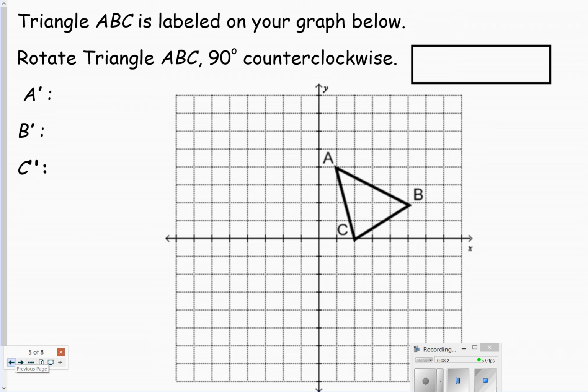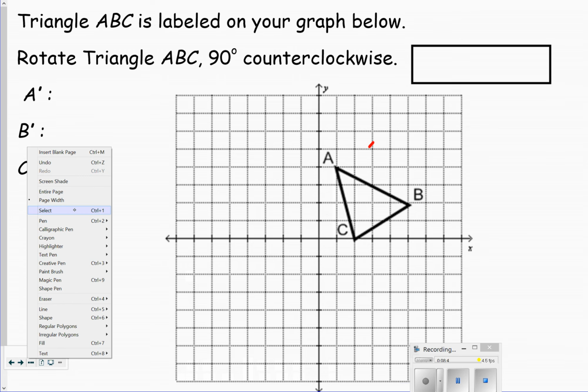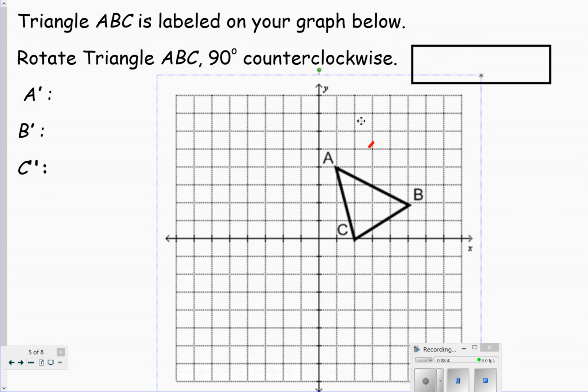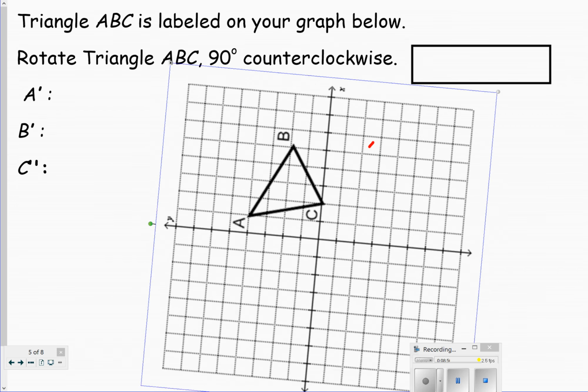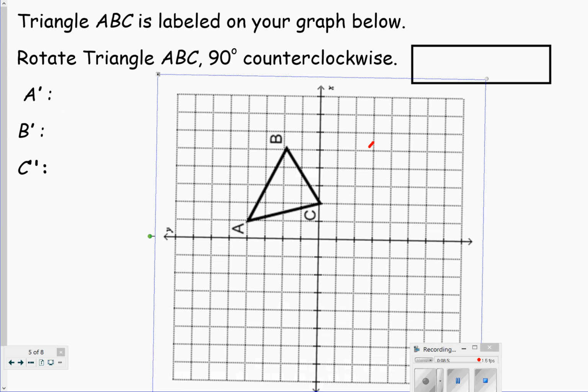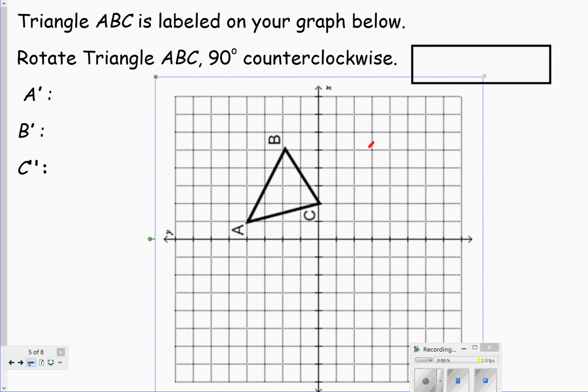All right, well, let's look quickly at a few extra examples. Triangle ABC has been listed on this coordinate plane already. We want to rotate it 90 degrees counterclockwise. Basically, I'm going to show you how we're going to do this. If I take it one turn and I go backwards just like that, that's it.